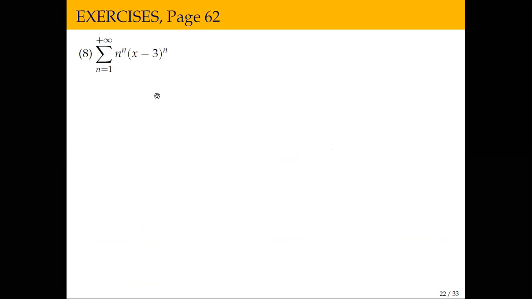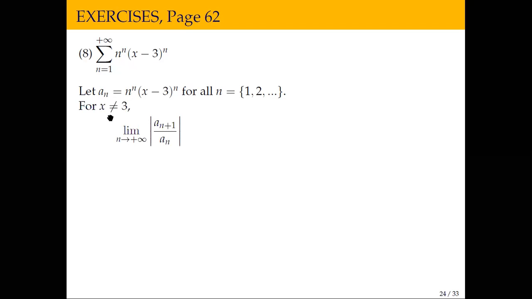For number 8, we have the following. Let's call each term in this infinite series a sub n. So let a sub n be equal to this one for all n. We wanted to apply the ratio test, so we have to make sure that each term in the infinite series is non-zero before applying the ratio test. Notice that each term in this infinite series will always be non-zero whenever you consider x that is different from the center. So we exclude the center before applying the ratio test.